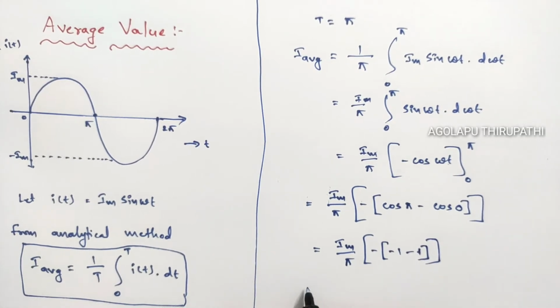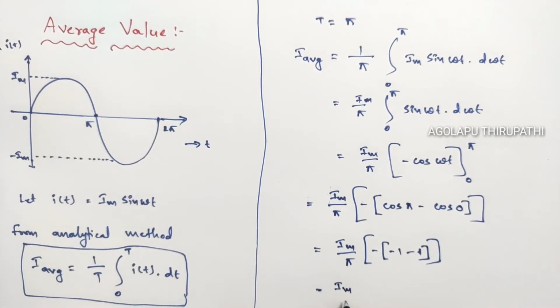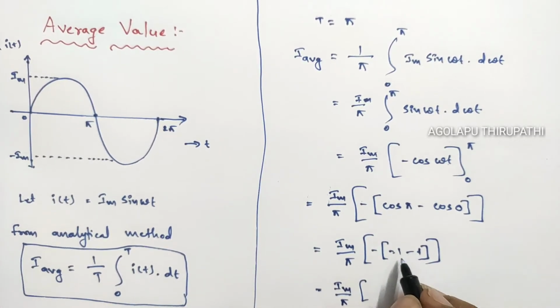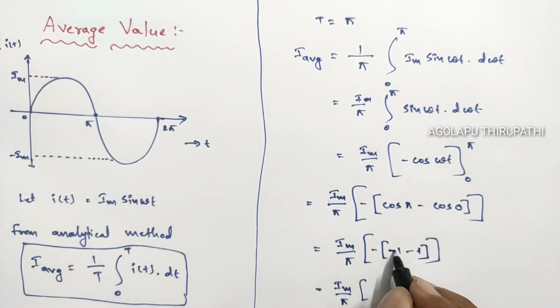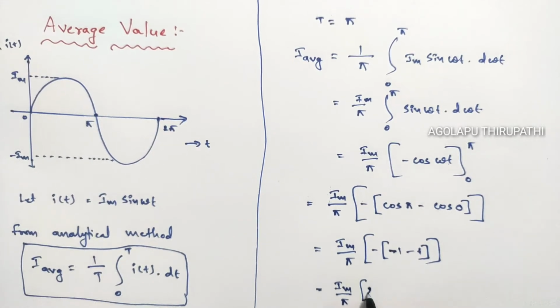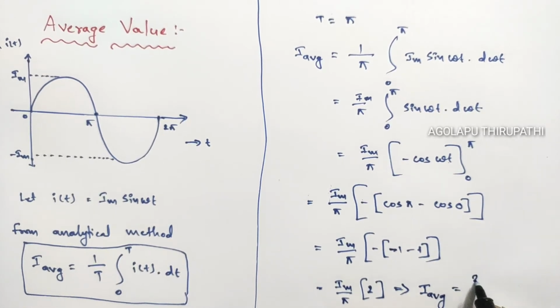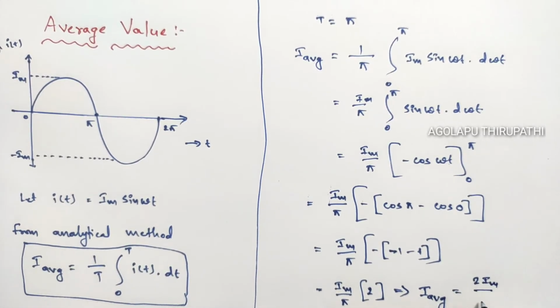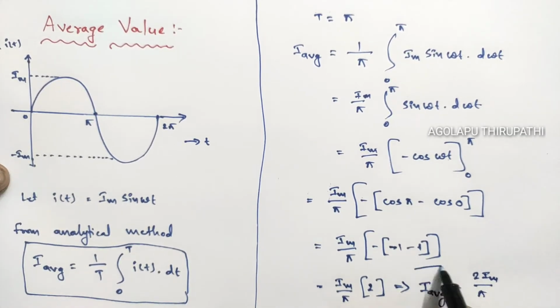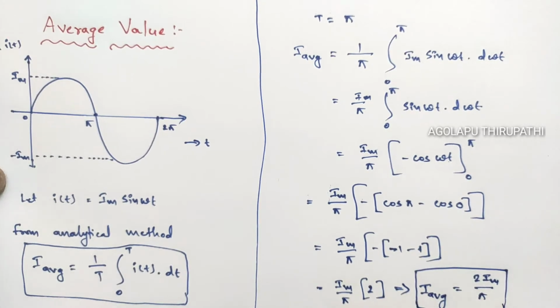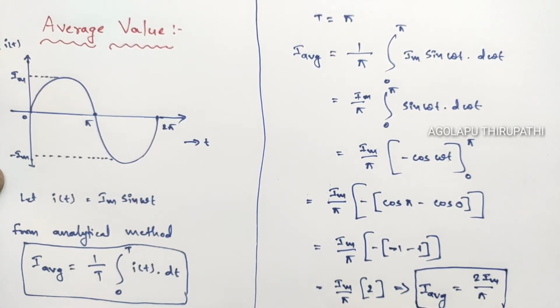Now simplify this. Im by pi into minus 1 minus 1, this is minus 2 into minus, plus 2. Therefore, I average is equal to 2 Im by pi. This is the average value of current for a sine waveform.